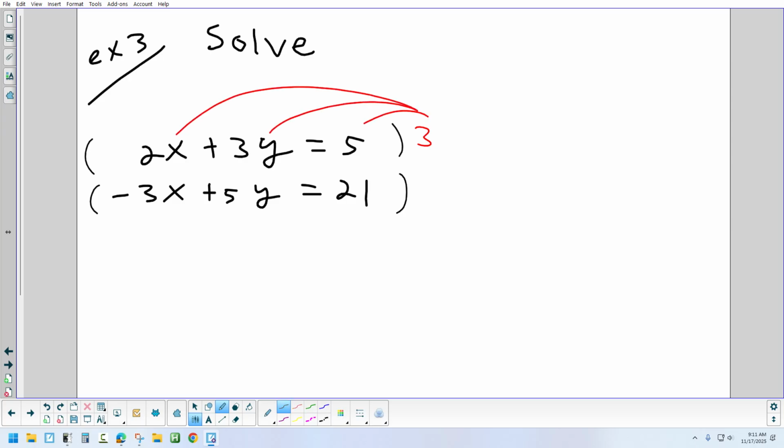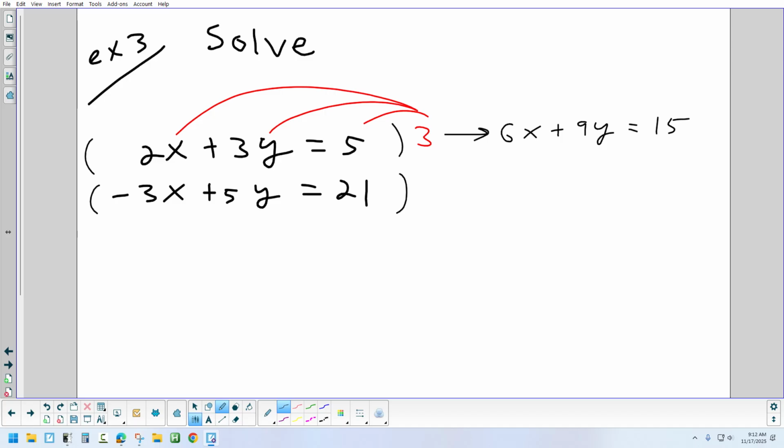And we're going to put that next to it. So that's going to give you 6x. It's going to give you 9y equals, and then you're going to have 15. 6x plus 9y equals 15.